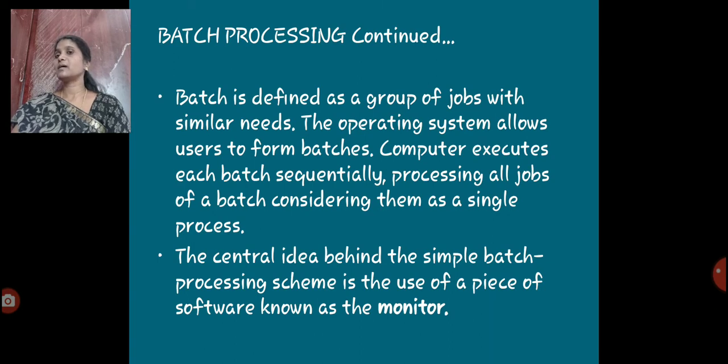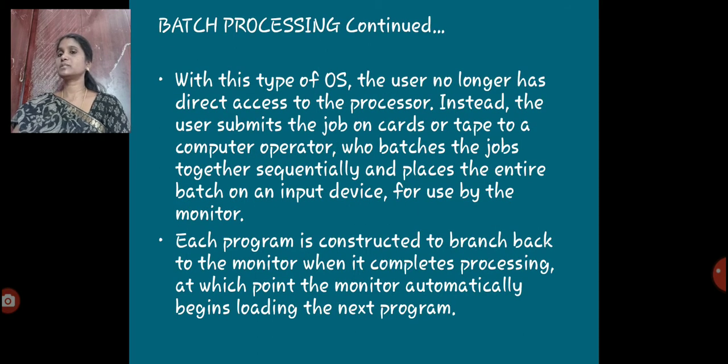The central idea behind the simple batch processing scheme is the use of a piece of software called the monitor. Also, in batch processing, the user no longer has direct access to the processor. Instead, the user submits a job on a secondary device such as cards, tapes, etc., with the help of the computer operator. The computer operator batches the jobs together sequentially and places the entire batch on any input device whichever is available.